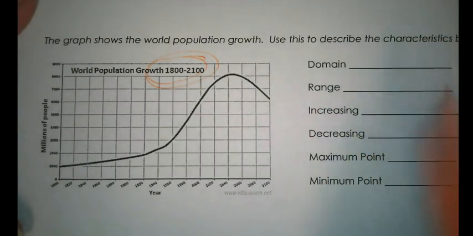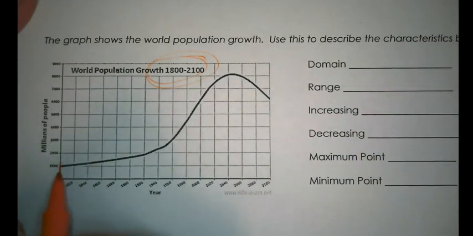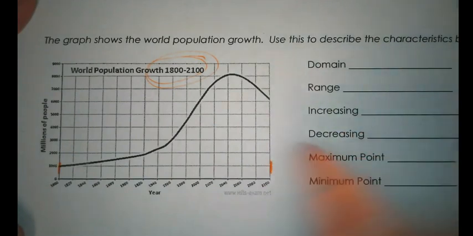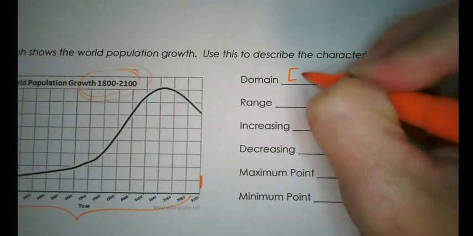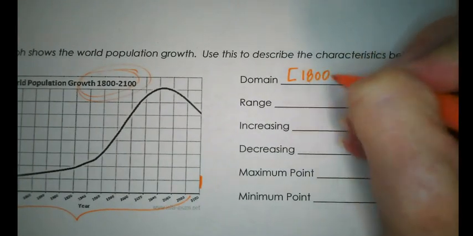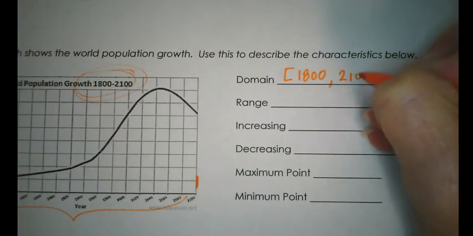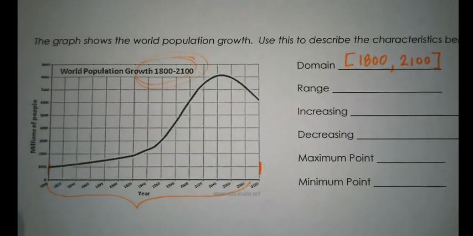So first up is domain. Domain is going to span the graph on the x-axis. So that is our time, which is in years, and that went from 1800 to 2100. So that takes care of our domain.